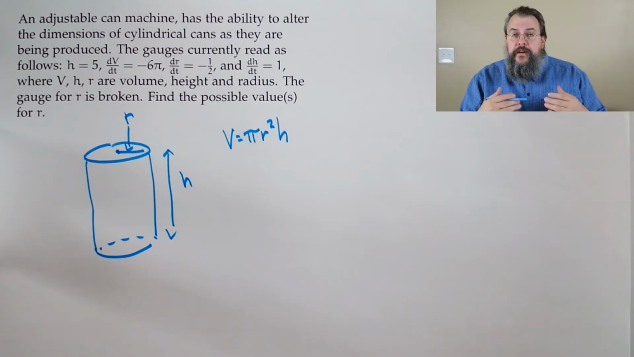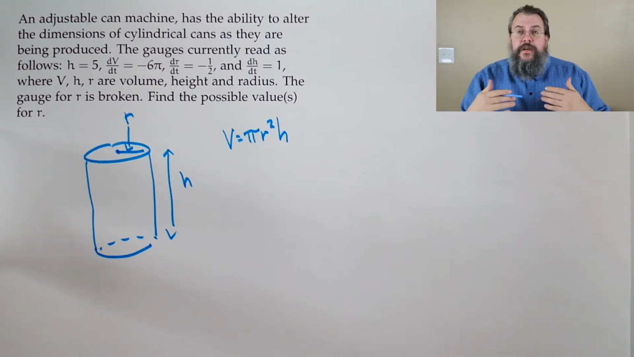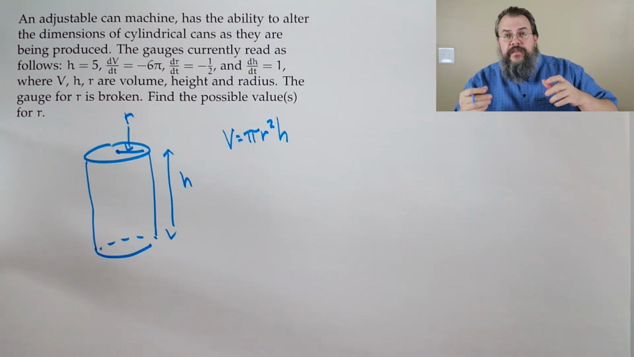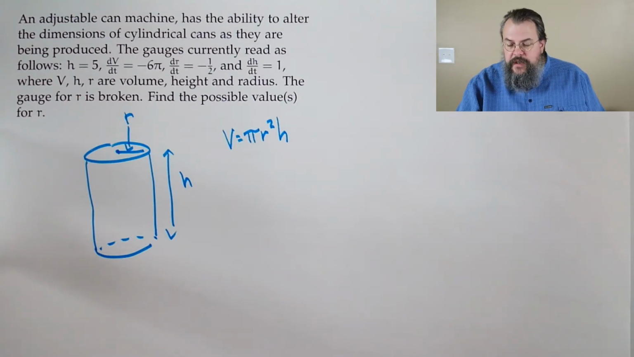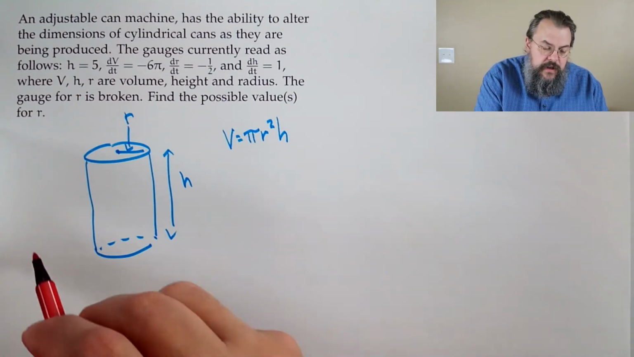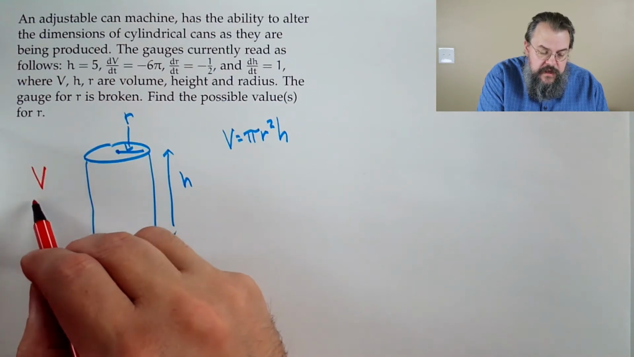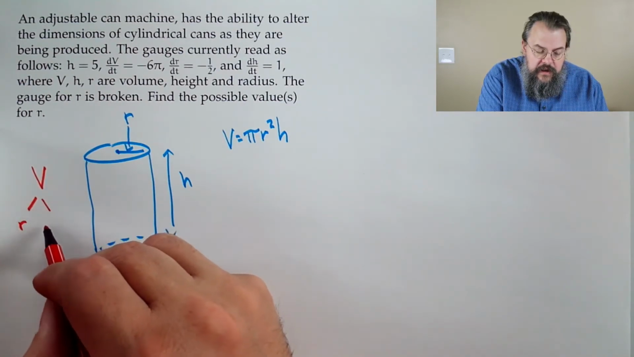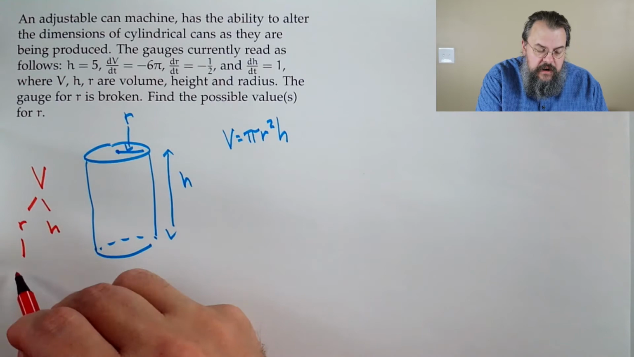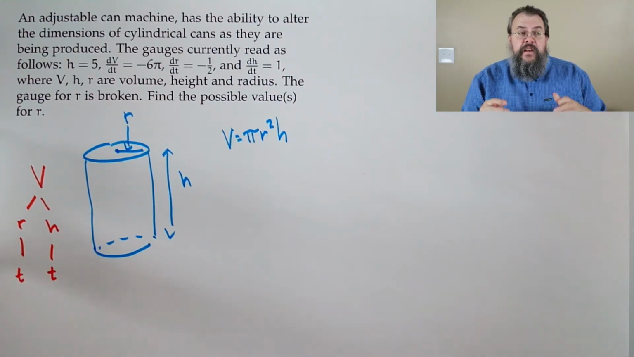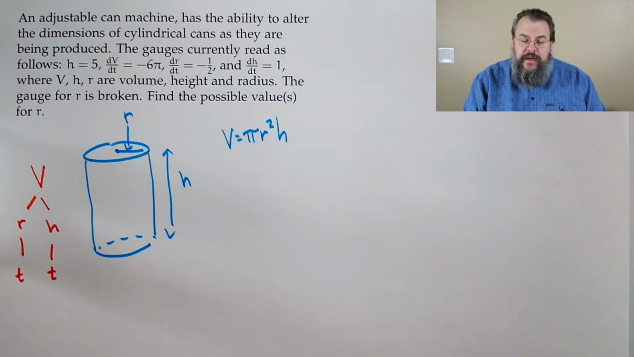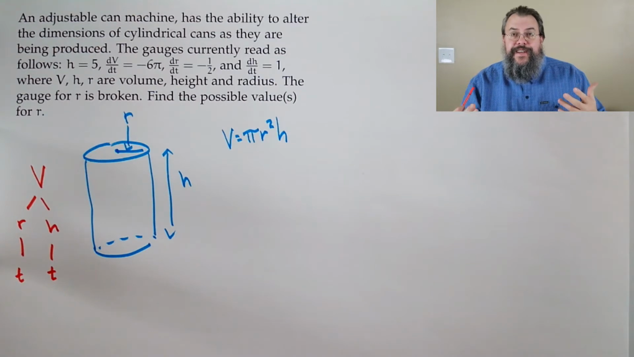Okay. On the other hand, we have things that are changing with respect to time. So the radius is changing, the height is changing. So what's going on here is we have the following scenario. We see volume depends on R and H, and R and H vary with T. So that's our setup. And so we can say, all right, how does volume change with T?